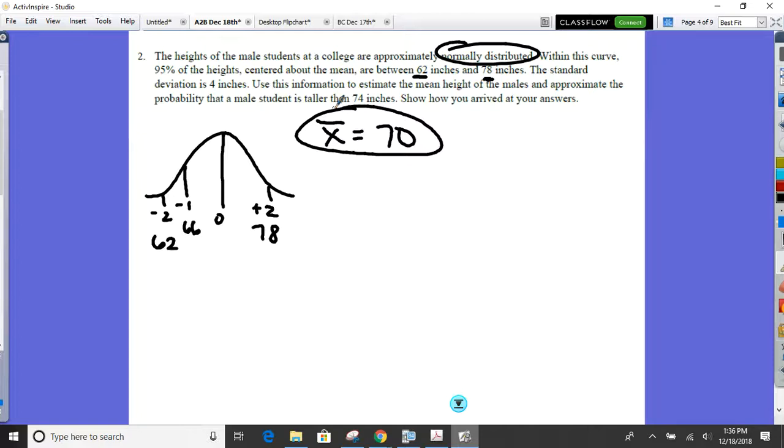Find the, I know we don't like that word, probability that a male student is taller than 74. Probability, find the percent. Either one's fine. Where can I get that number from? I didn't memorize the percents under here. But what has the percents? Your calculator has the percents if I go where? Yep. Normal CDF.